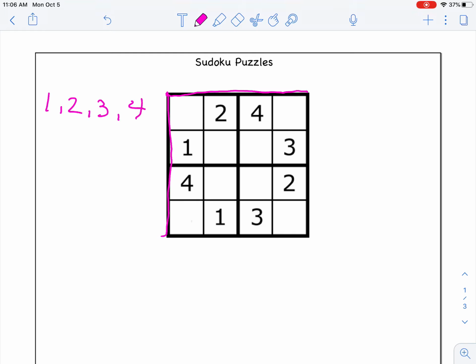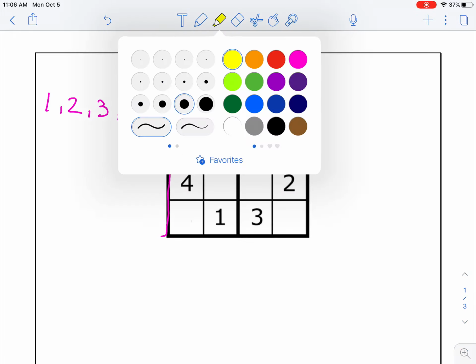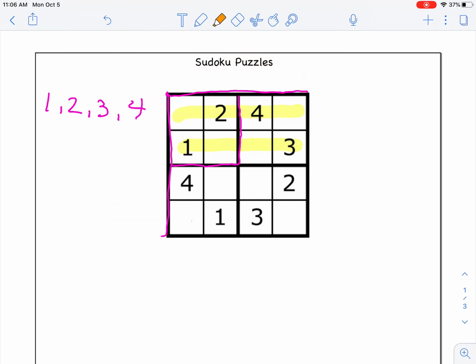And specifically what happens is you can only use the numbers inside each of these boxes once, and each of these rows once, and each of the columns once. Okay, so the 1 through 4, that's what you need to do.